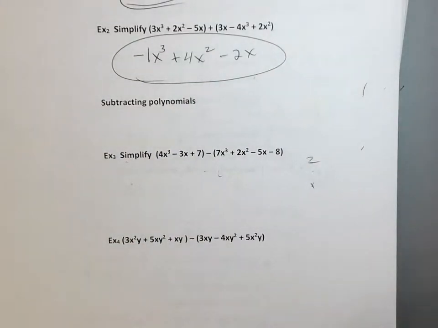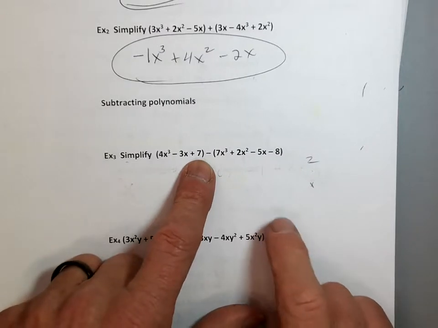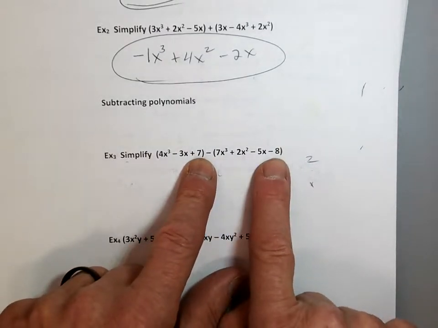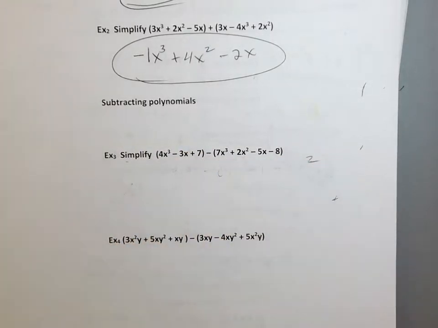The easiest one to see is this one. Okay, you got to be careful on these. Let's take the 7. 7 minus a negative 8. This is 7 minus a negative 8. So that's confusing, isn't it?